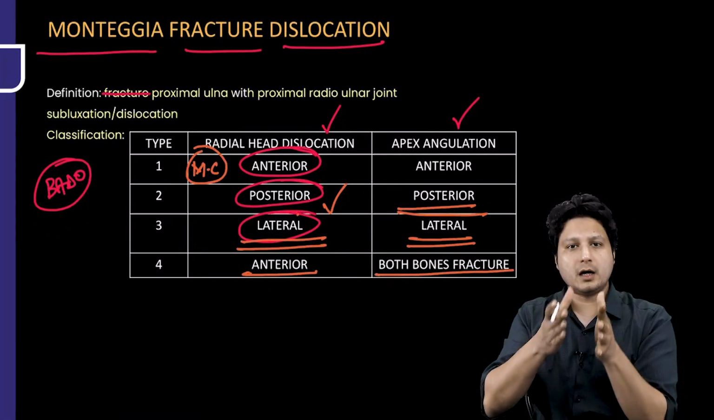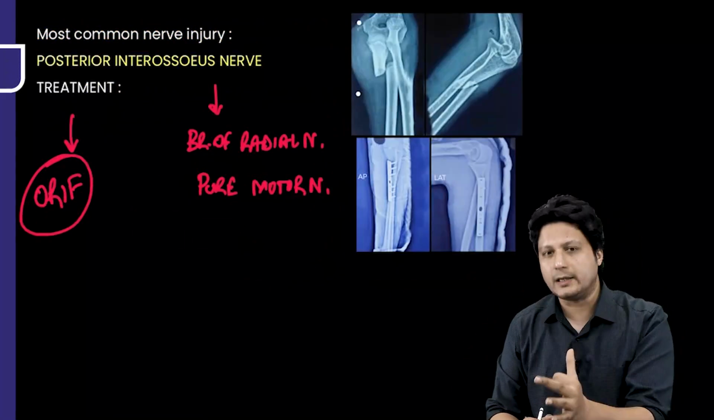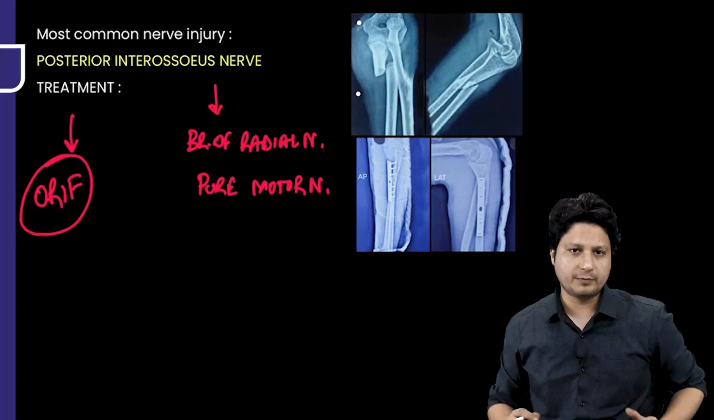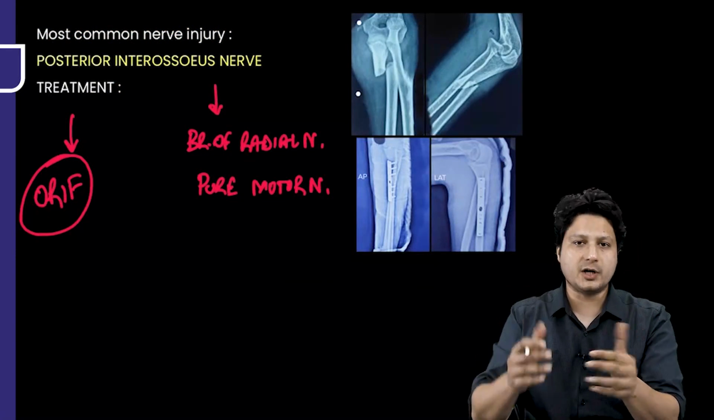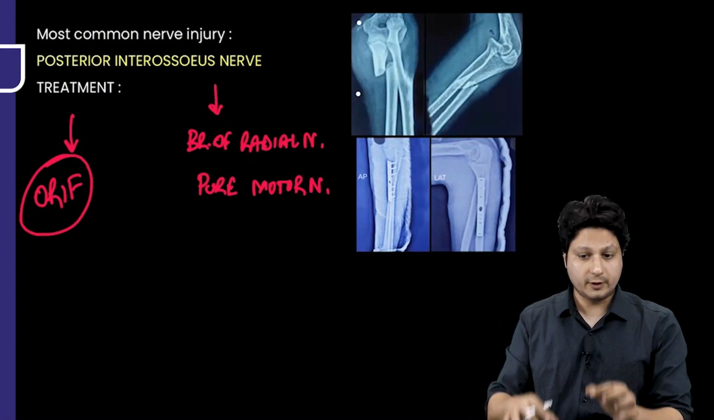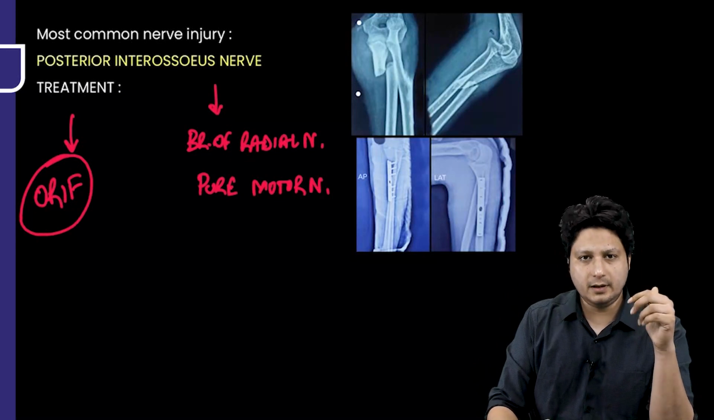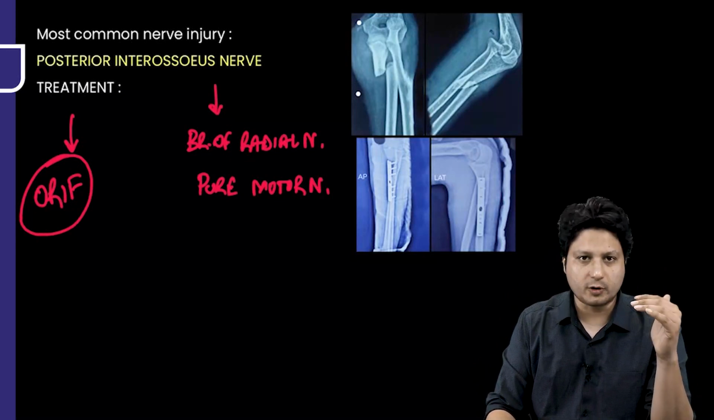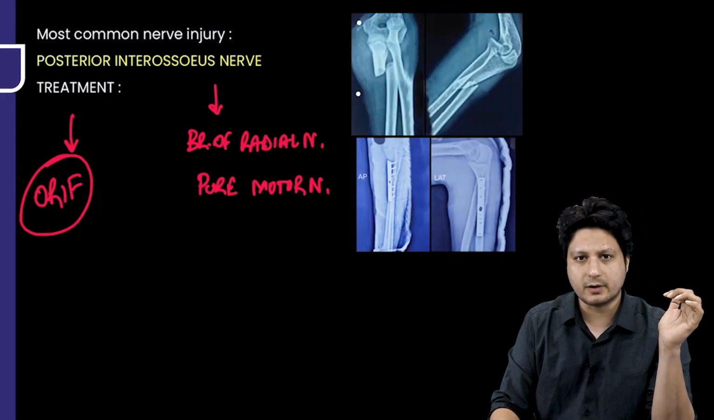Then we have talked about the nerve injury associated with this, the PIN, which is very frequently injured. In the management also, if it is not injured during the fracture, it might get injured during the treatment, during the fixation of the ulna. And finally is the treatment protocol, that is open reduction internal fixation. Alright, about Monteggia fracture dislocation.